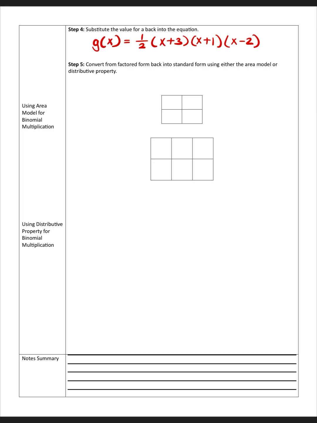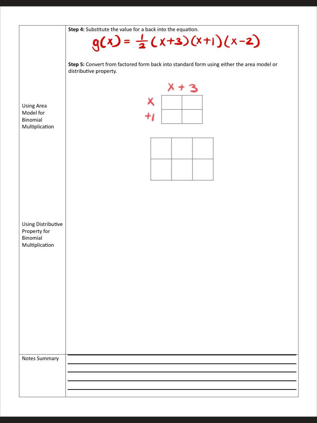All right. So the first thing I'm going to do is take two of these binomials and multiply them together. So I'm going to pick x plus 3 and I'm going to pick x plus 1.